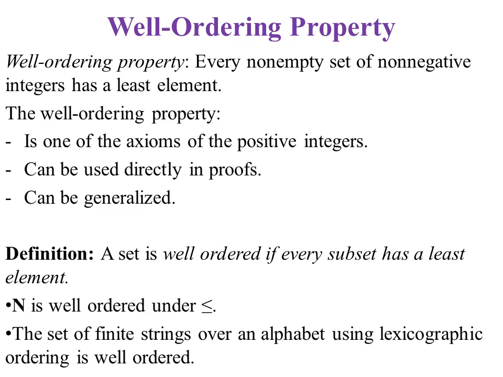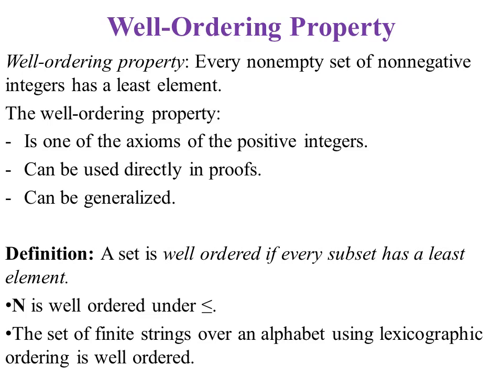Now when it comes to the characteristics of this property, it is one of the axioms of the positive integers. This property can be directly used in proofs and it can be generalized. Now a definition for this well-ordering property is that a set is well ordered if every subset has a least element. It states that when we call a set well ordered, when you form a subset from this set, it should have a least element.